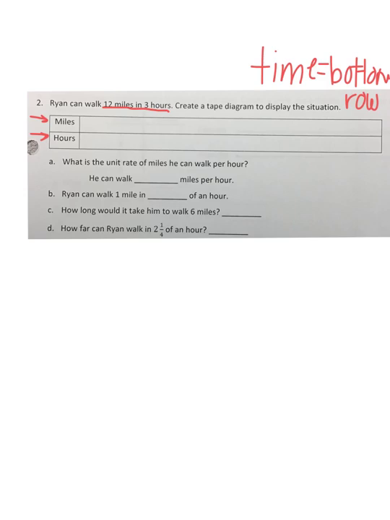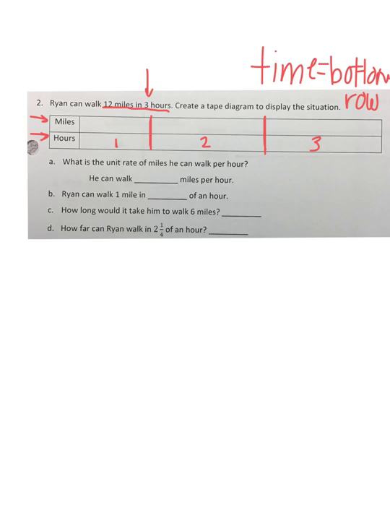The way we create this is by first looking at your bottom row, which is hours, and how many your rate says you're starting with. So we have 3 hours, which means we need to split our tape diagram into thirds. Make sure when you split this the first time, you're splitting it through both the miles and the hours. So I have hour 1, hour 2, and hour 3. Okay, so there's my 3 hours, and I can walk 12 total miles in 3 hours.